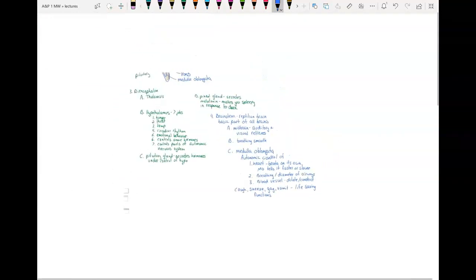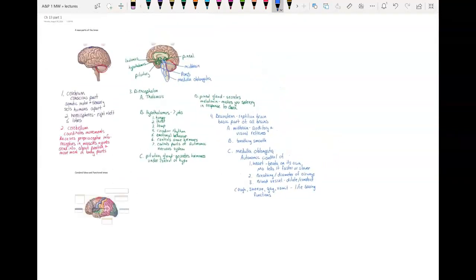So there is an overview of the main parts of the brain. And then we're going to do more detail on the cerebrum coming up in future videos.